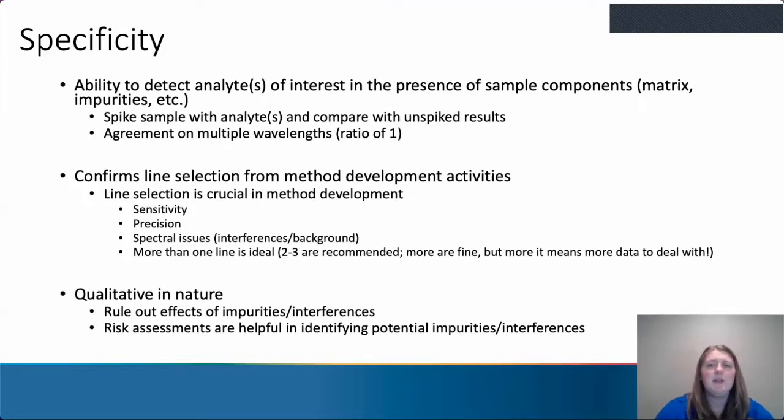So in theory, you should use all of the lines that are available which meet the criteria above, but in practice, this generates a lot of data that needs to be handled. So the general recommendation is 2 to 3 lines or masses if possible. Specificity is qualitative in nature, and it provides information regarding impurities or interferences. You can use semi-quant methods on your instrument to help you with this part of method validation.